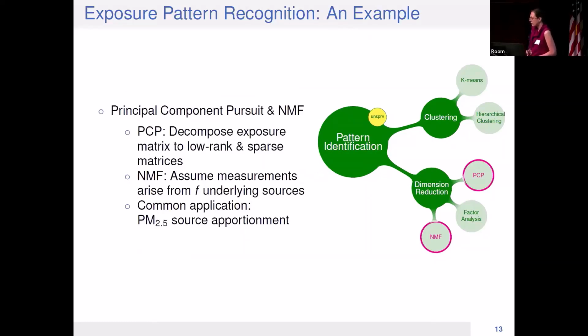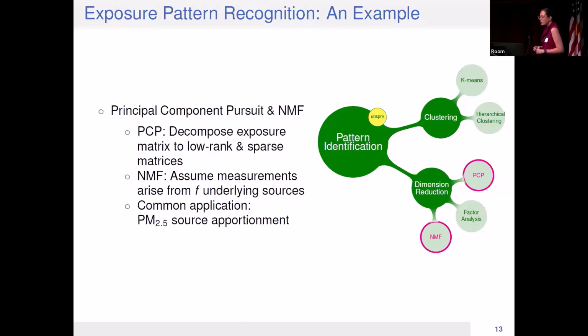So I'm going to give you one example. This is principal component pursuit coupled with non-negative matrix factorization. PCP is a much better version of PCA, basically, and it's a method that was originally developed for video surveillance, that I've worked with a lot with computer science. It's a whole different language. That was fun, but to apply to environmental health analysis.